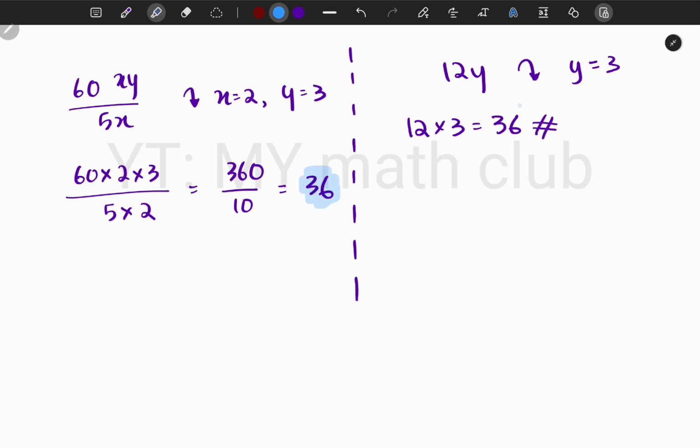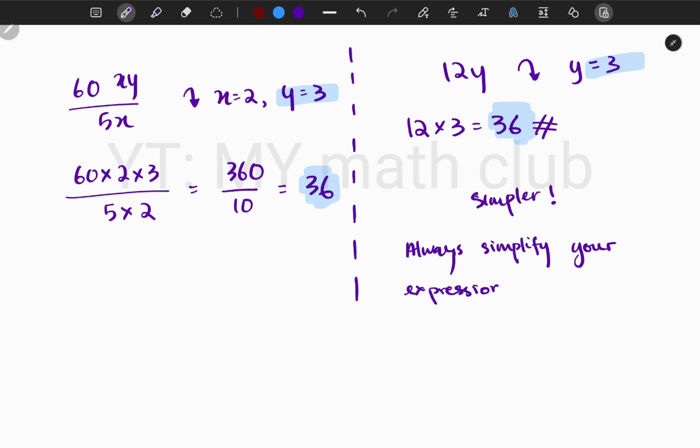Again, what we see here is that both the expressions are the same and they give the same answers when substituted with the same number. But obviously on the right side here, 12y is a much simpler expression compared to 60xy over 5x. And hopefully that gives you enough of a reason to always simplify your expression.